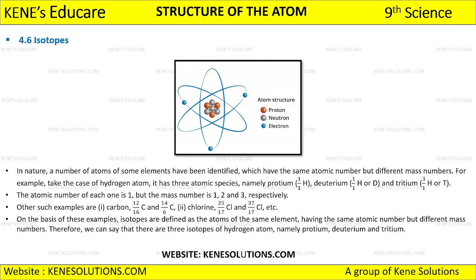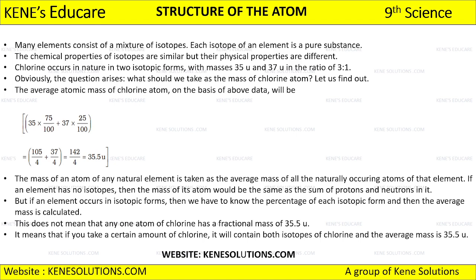After isotopes, we are still left with the next thing, because as I said, we have calculation for it. So see, many elements consist of a mixture of isotopes, and each isotope of an element is a pure substance. Though hydrogen has three different species, protium, deuterium and tritium, each isotope of an element is going to be a pure substance again. So the chemical properties of isotopes are similar, but their physical properties are different. You should be knowing that the physical property of the isotope is going to be different, but the chemical properties will remain the same.